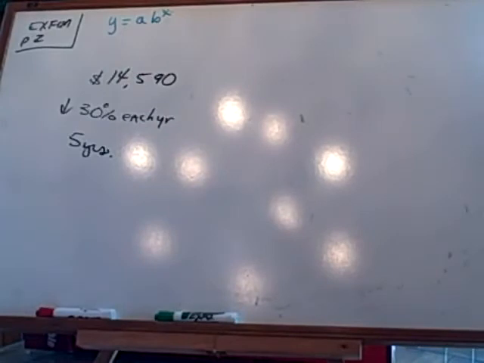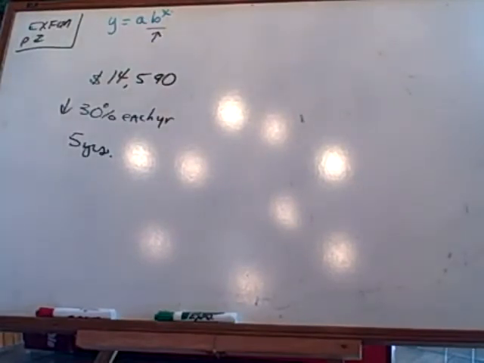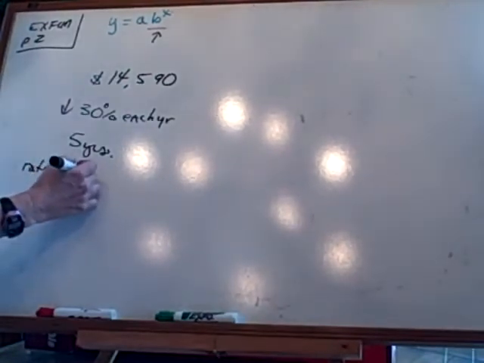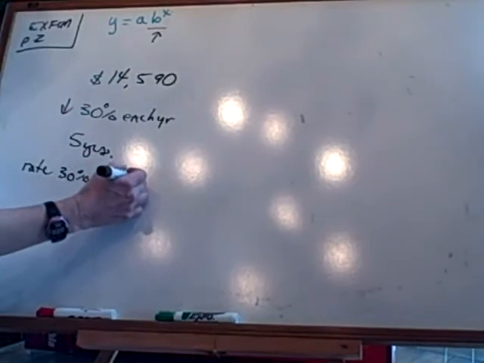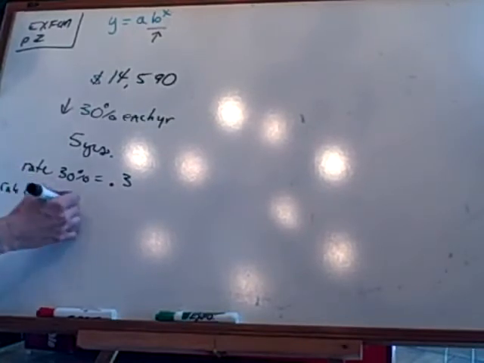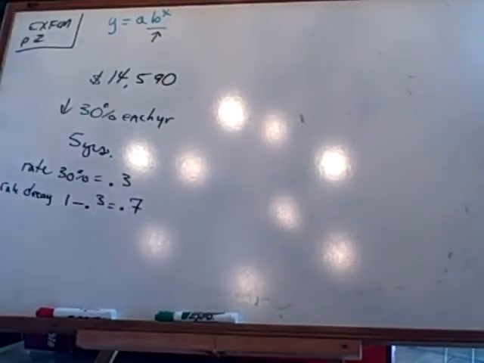So we're talking about a loss of value here. Would you agree? Which is what, a growth or a decay? Decay, which tells you that your base here is going to be between 0 and 1. When you're finding your decay, first let's look at our rate. Our rate of decay is 30%. We change that into a decimal, 0.3. To find our base, we do 1 minus 0.3, and that gives us 0.7.